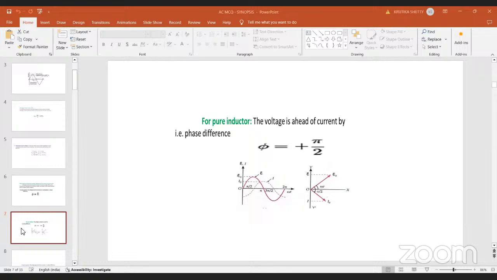Okay, so these are the two derivations which we discussed today. One is the AC source consisting of the resistor. Second is the AC source consisting of the inductor. Yes, any doubt, students? So please remember all the formulas. This lesson consists of many formulas.